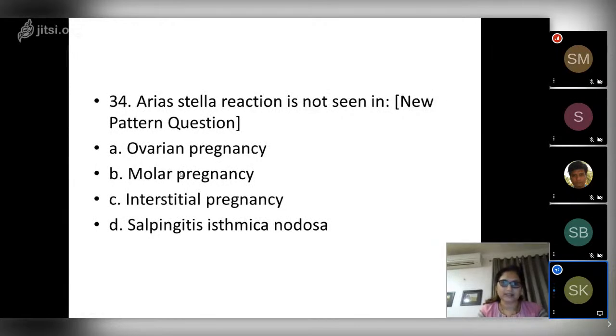Next one, Arias-Stella reaction is not seen in ovarian pregnancy, molar pregnancy, interstitial pregnancy, or salpingitis isthmica nodosa. Anyone? Even if you don't know the answer, actually you can just guess in this case. Arias-Stella reaction is related to what feature? Is it a clinical feature or a pathological feature? What kind of a feature is it? If you all can remember even your other subjects, not necessarily obstetrics. Is it a clinical feature or a pathological feature?